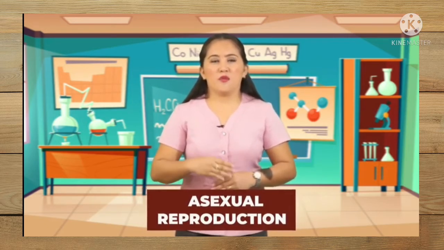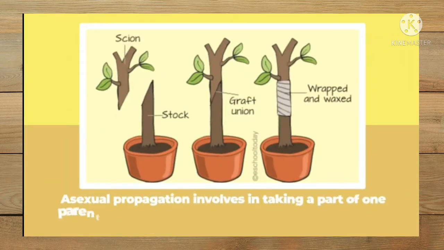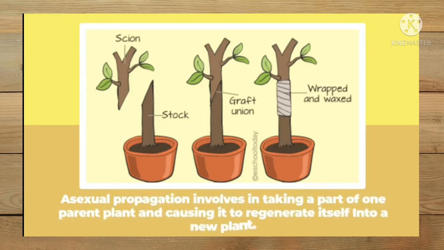All living things reproduce. This is called reproduction. Through reproduction, plants continue to exist on Earth. Plants reproduce flowers. Different plants reproduce in different ways. One way is through asexual reproduction. Asexual propagation involves taking a part of one parent plant and causing it to regenerate itself into a new plant.